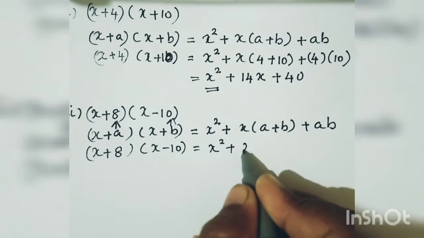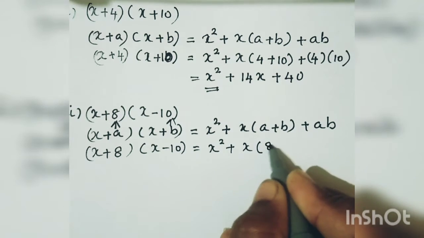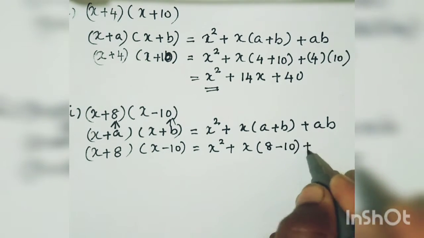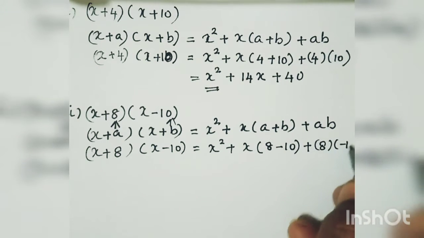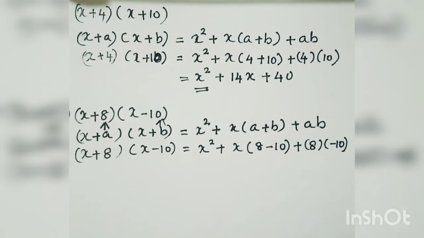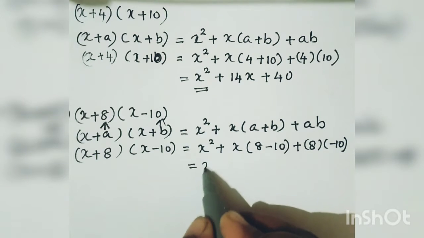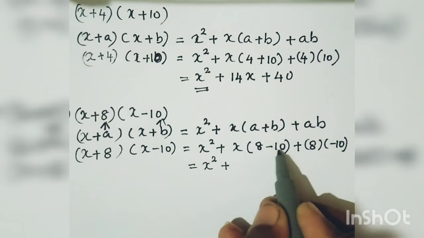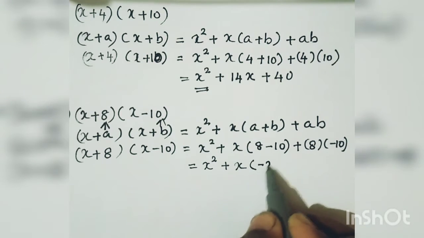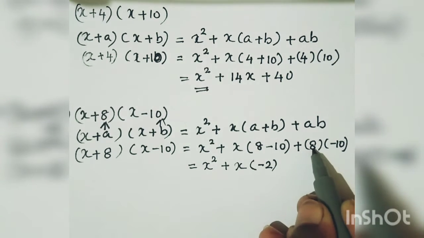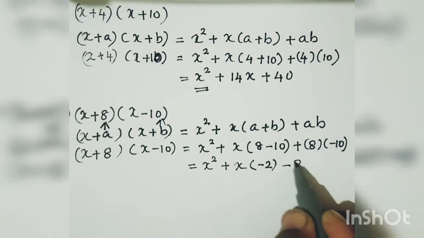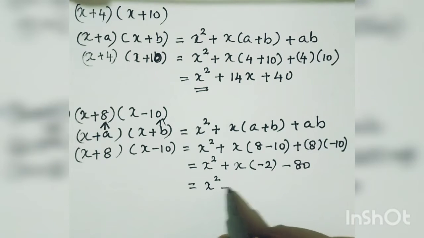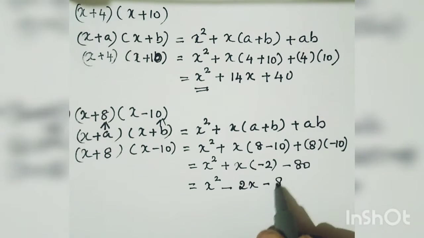So now you are going to substitute x plus 8 into x minus 10, which is equal to x square plus x. What is a? A is 8. B, what is b? B is minus 10. So write as it is. Here also 8 into minus 10. So now substitute x square plus 8 minus 10. What is 8 minus 10? 8 minus 10 is minus 2. And plus 8 into minus 10. So minus 80. So write in the next step. Minus into plus will give you minus 2x minus 80.